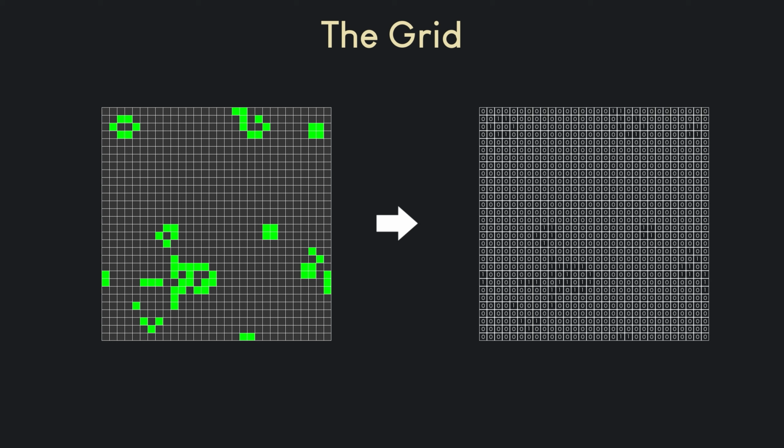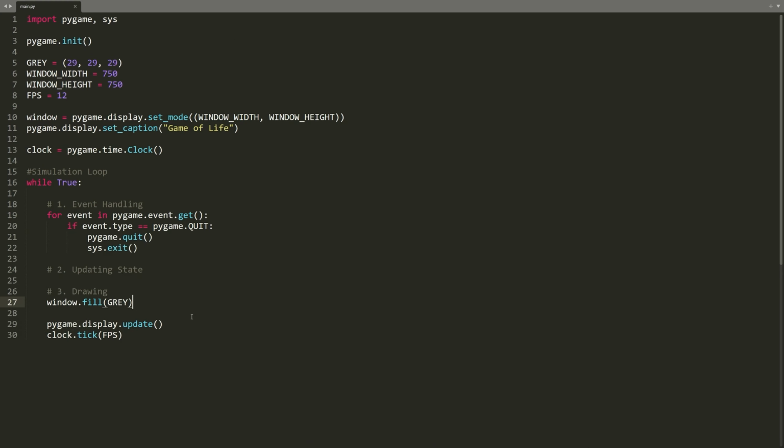Therefore, in this step, our task is to set up this foundational grid. We will decide on its dimensions based on our window size and the cell size we want. We will then initialize our grid with zeros, representing an initial state where all cells are dead. From there, we will develop functions to draw the grid on our screen, visualizing alive cells distinctly from dead ones, and thereby bringing our simulation to life. Let's begin this exciting journey.